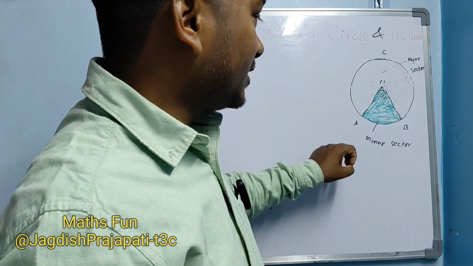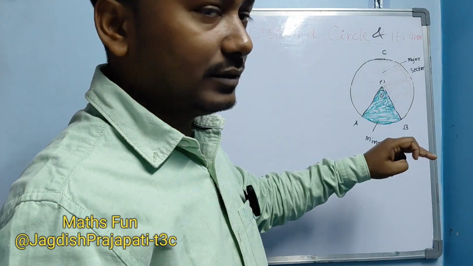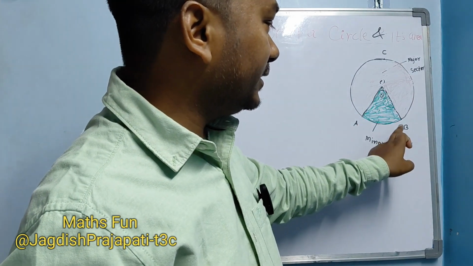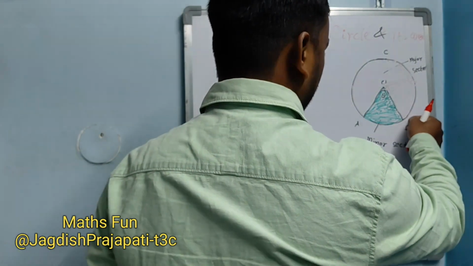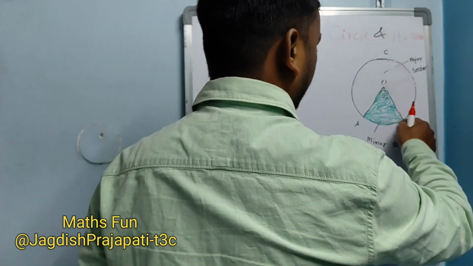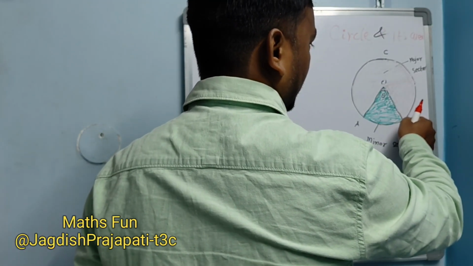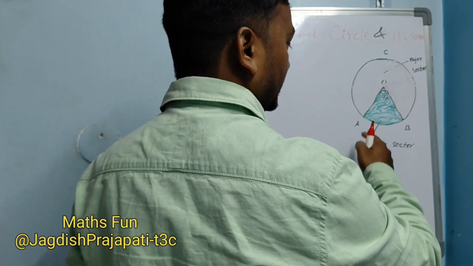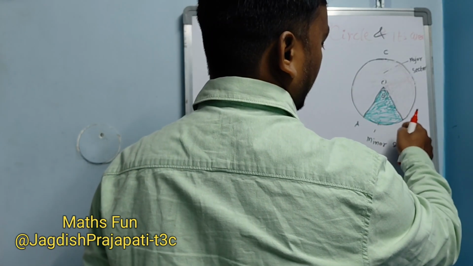So we know the circumference of a circle is 2 pi r. Then we have to find out the arc length AB. Circumference means this complete measurement, starting from here and reaching till here. So this is the circumference, but we want only this length, this arc length AB.